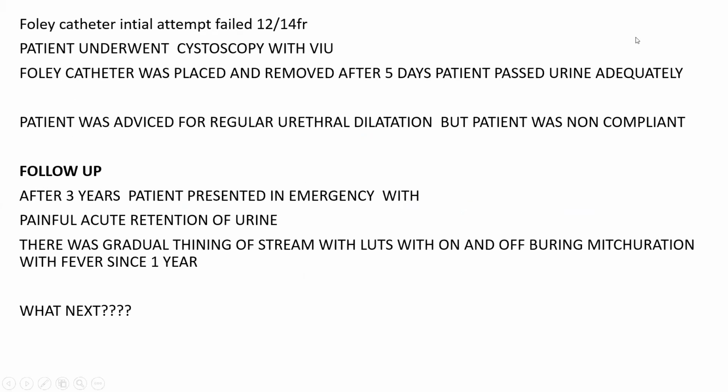A gentle Foley catheter attempt with 14 and 12 French was done, but it failed. The patient was taken up for cystoscopy with VIU as the patient was not willing for suprapubic catheterization. VIU was done and an 18 French Foley catheter was placed, which was removed after 5 days, and the patient passed urine adequately. The patient was advised regular urethral dilatation, but the patient was non-compliant.